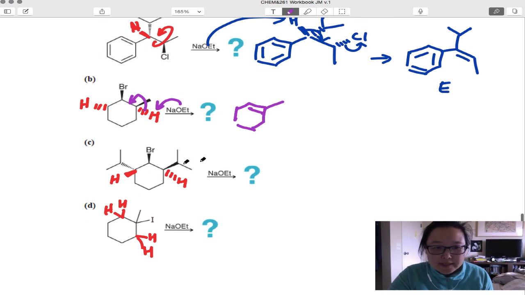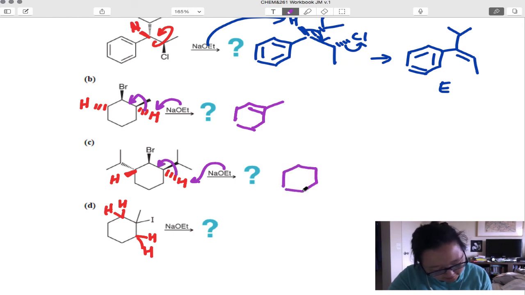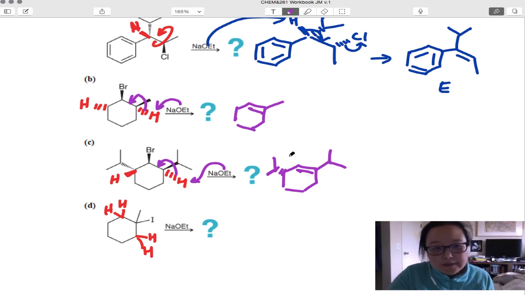For this next one, again, I want to choose antiperiplanar hydrogen. So I'm going to choose that one. And the rings, when they rotate, cis and trans stay cis and trans, right? So that doesn't allow me to change which hydrogen I can take. So I'm sort of stuck with whichever one is antiperiplanar, since rotation doesn't change the cis-trans orientation. It does change the up and down or axial equatorial though.